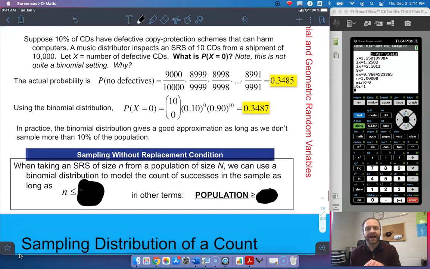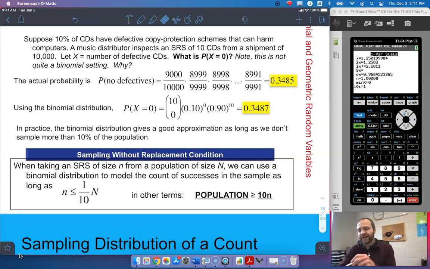So as long as we don't sample more than 10% of the population, which is what this part of the formula means, as long as I don't sample more than 10% of the population, I can do sampling without replacement. I can ignore the fact that they're not independent. In other words, and this is, by the way, how Mr. McNichols and I like to do it, the population must be bigger than 10 times your sample size. That's a quick way to figure it out so you don't have to do the 10% idea. So this is called the 10% condition. We're going to use it a lot in the future.